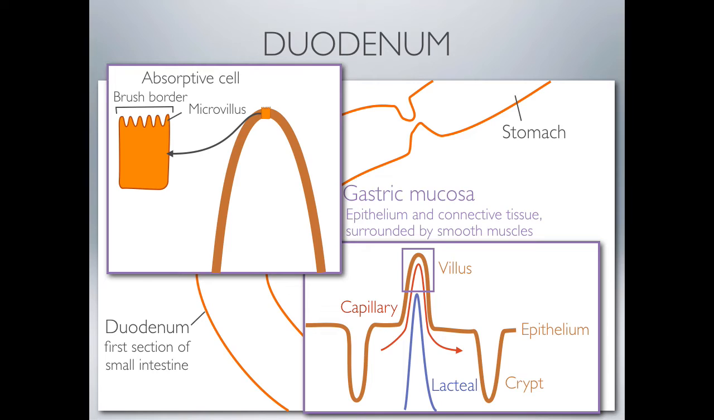Was there a question? Yeah, just want to clarify. So brush borders are a bunch of microvilli, or? Yeah, brush borders are an arrangement of microvilli. And the brush border in general, it's also referring to the fact that it's the apical side of that cell.